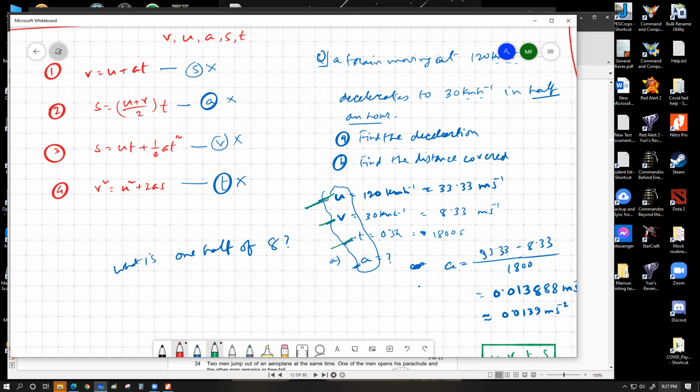C, using the graph or otherwise, calculate the total distance covered.